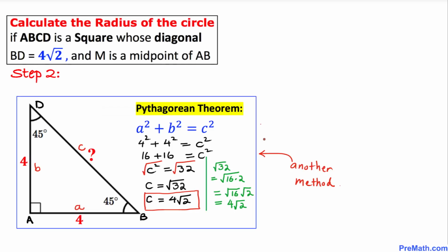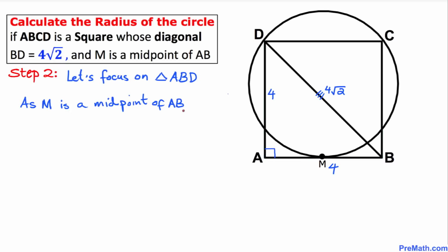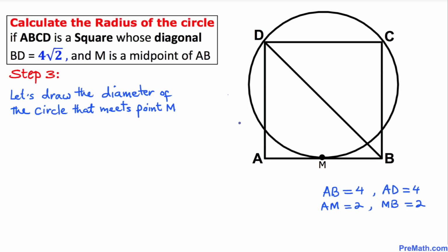And by the way, we can justify the same concept by using the Pythagorean theorem, as you can see over here. We also know that this point M is a midpoint of this AB, and we know that AB is 4, so half of this is going to be this side. AM is going to be 2 units, and this MB is going to be 2 units as well, as you can see over here.